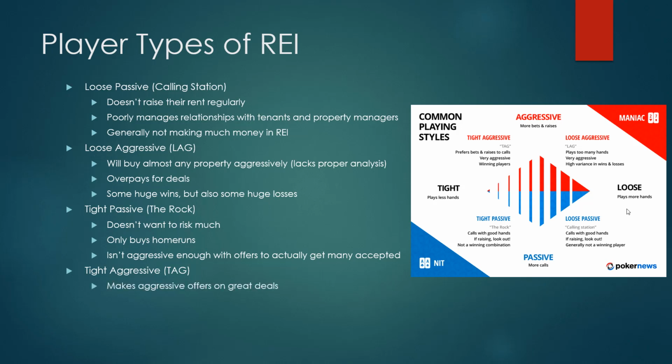The tight aggressive in real estate: you go and find the great deals and you make an aggressive offer on them. You're playing to win, but you're playing aggressively on deals that actually matter. You're managing your property manager well, controlling the relationships with your tenants well, and setting expectations with them. You're probably a long-term profitable investor. So those are the 4 main poker types of players and how they relate to real estate. Any questions on that?